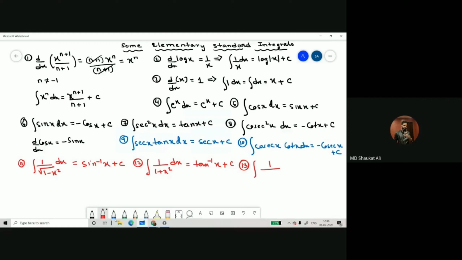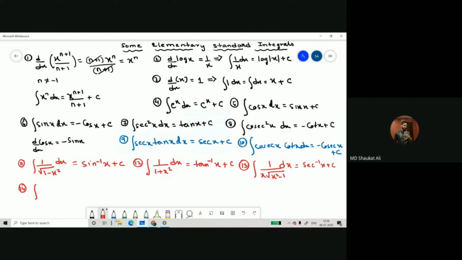Integration of 1 by x root over of x square minus 1 dx. We know this will be sec inverse x plus c. Look at one more, I missed it. I should have told this earlier only.